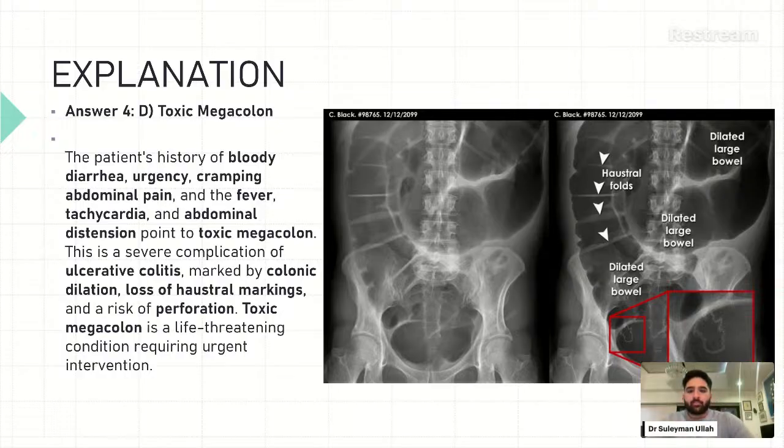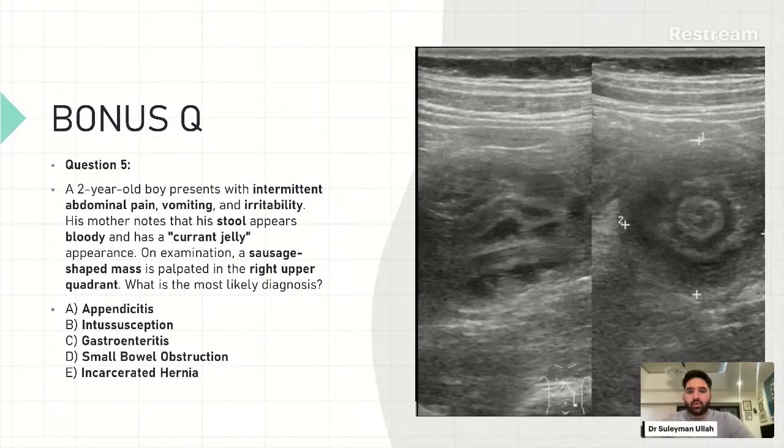Okay. So next, we'll go to the bonus question. This is a pediatric question. We've got a 2-year-old boy, intermittent abdominal pain, vomiting. He's got currant jelly stools. Okay, this is a very classic PassMed question. Currant jelly stools. A sausage-shaped mass is palpated in the right upper quadrant. And then this is an ultrasound that the patient's had. Okay, this is an ultrasound of the abdomen that we've taken for the patient. What is the diagnosis?